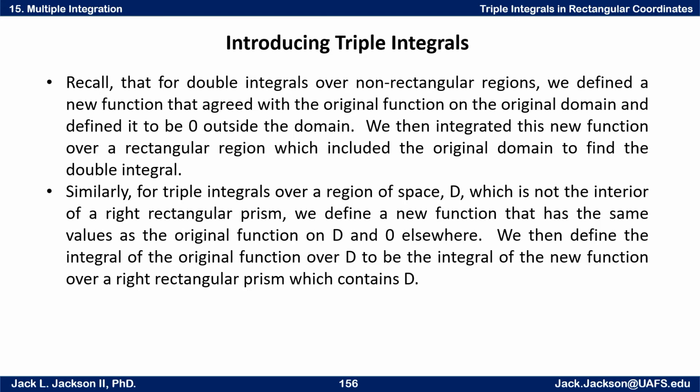So similarly, for triple integrals over a region of space D, the domain, which is not the interior of a right rectangular prism, we just define a new function that has the same values as the original function on D and 0 everywhere else. Then we define the integral of the original function over D to be the integral of the new function over a prism that's big enough to contain all of D. So it generalizes the same idea very nicely, and we can still use our setup on the previous page.